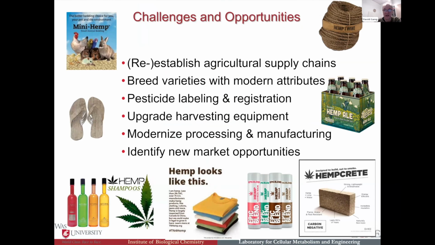I'm going to skip because we're out of time. Just highlight here again, there's many opportunities here and some challenges, all looking at varieties available, pesticide issues, harvest equipment, manufacturing, and really what are the market opportunities? If we have great markets, great opportunities, all of these things as potential issues go away because somebody will find a way to resolve them.